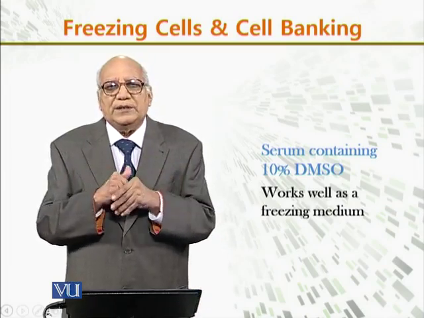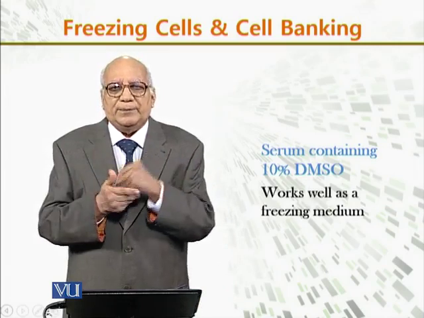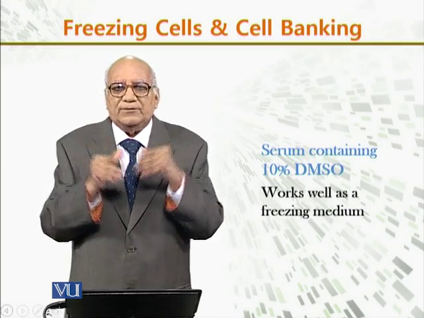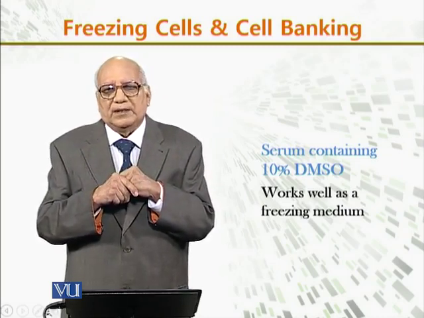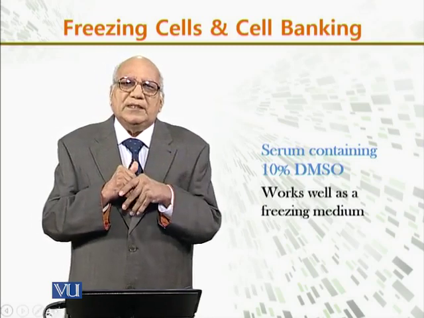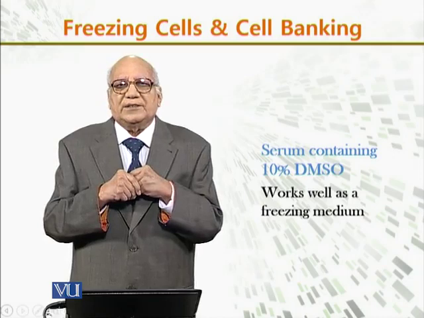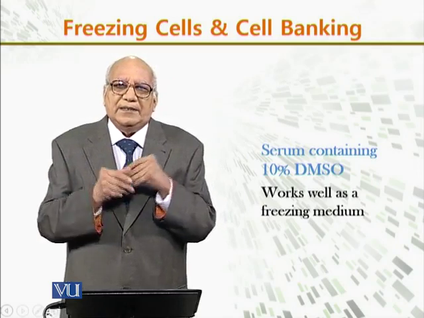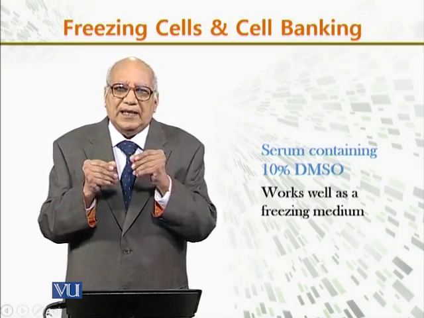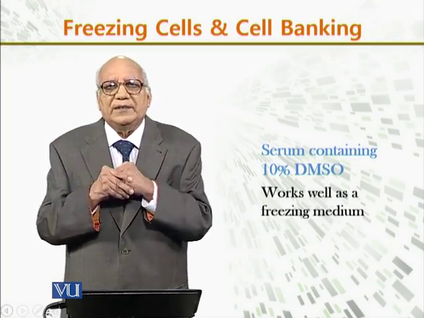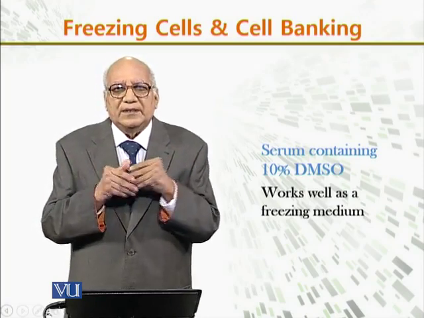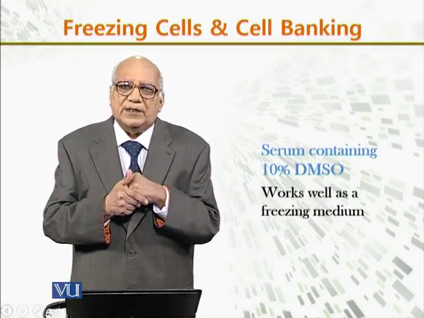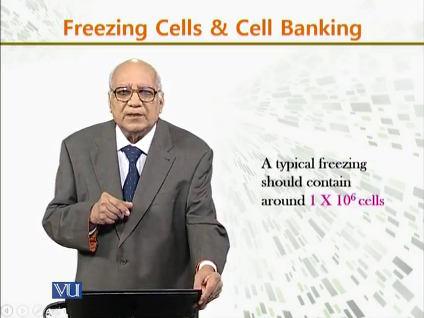Now, how is it done? Serum containing 10% DMSO, dimethyl sulfoxide, works well as a freezing medium. This DMSO is a very interesting chemical. It is used in cryogenic experiments, and it is an organic solvent. It is repeatedly used as a cryogenic medium for freezing the cells.